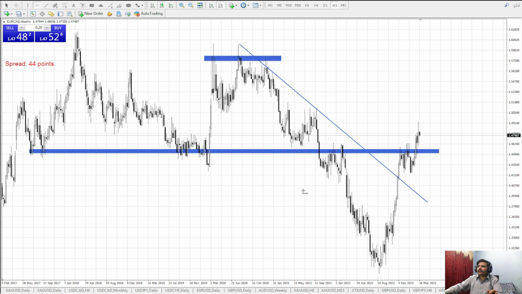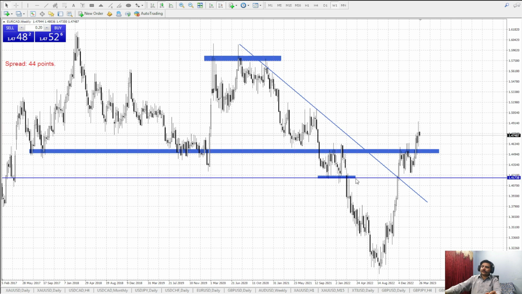Let me draw a line. Just have a look at this zone, a very tiny support, my friends. Now see, the actual art of trading is to identify which support or resistance level is going to work for a bounce.